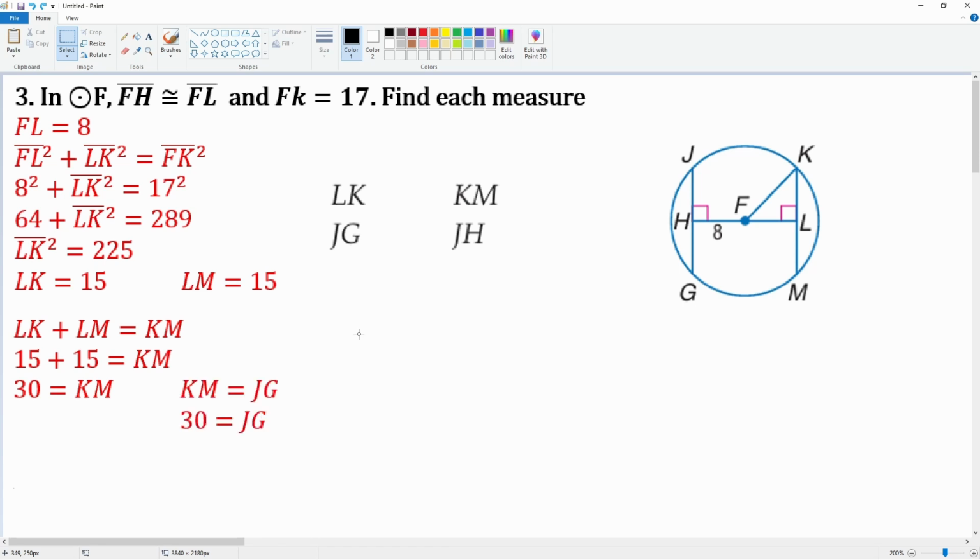And the reason why is because they're the two chords that are intersecting and having the same distance apart. Okay, you have LK is 15, therefore JH is equal to LK, so JH is also equal to 15. Okay, notice that the right hand side of the chord is going to be equal to the left hand side of the chord because FH is an equal distance away from FL.